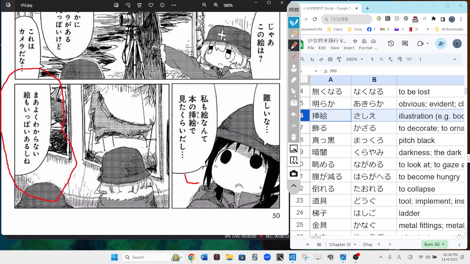Next bubble is Anthony. Yoku wakaranai. Ee mo ippai aru shi ne. Well, I don't really understand much. But there are lots of drawings.